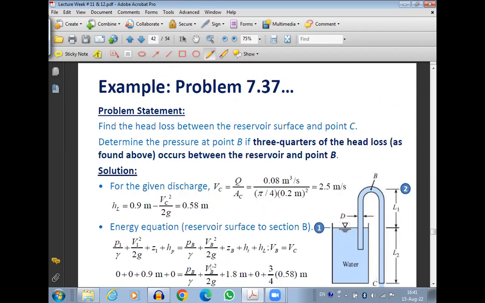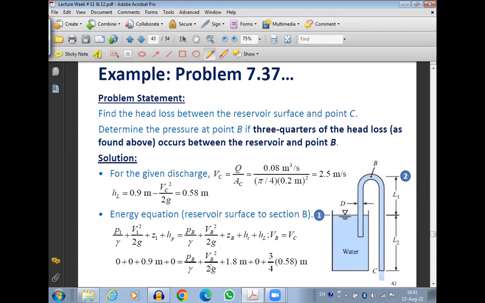Now, in this problem, since we know the volume flow rate and we know the area of the pipe, we can find out what AC is. Correspondingly, we can find out what VC is. Now we can substitute the value of VC into the main equation, and we can find out what HL is.